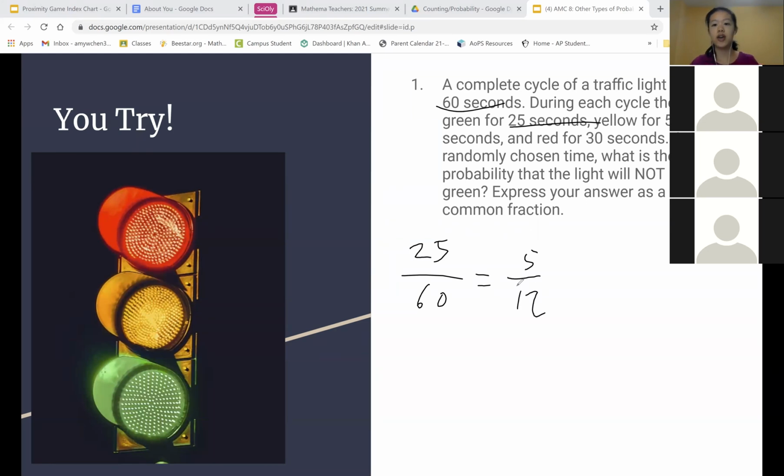And so the complement of that is if it's not green. So you do 1 minus 5 over 12, and that's just 7 over 12. Okay, looks like it was pretty easy for you guys.